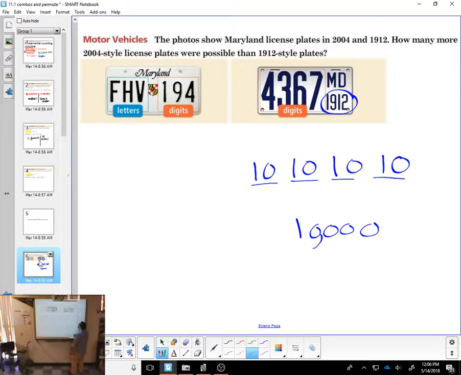Now, let's take a look at the next plate. I've got 3 slots for letters, 3 slots for numbers. How many different letters could I put in the first slot? 26. It's all 26. Awesome. Now here's how I'm going to punch in my calculator. I'm going to do 26 to the 3rd power, and I'm going to multiply that by 10 to the 3rd power.